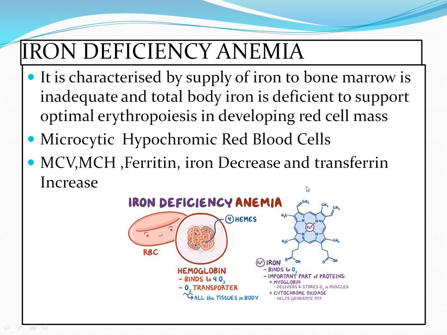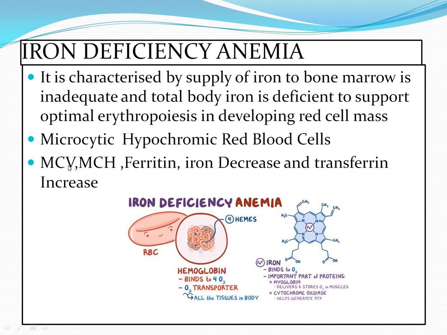What is iron deficiency anemia? It is characterized by inadequate supply of iron to bone marrow, and total body iron is deficient to support optimal erythropoiesis in developing red cell mass. In diagnostic studies, MCV, MCH, ferritin, iron, etc. decrease, and transferrin increases.